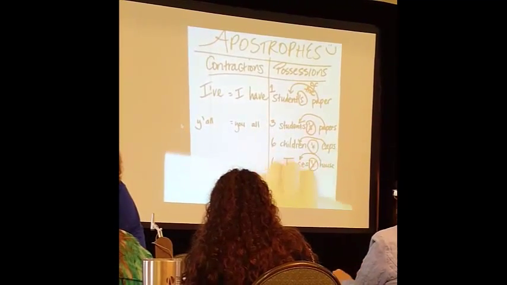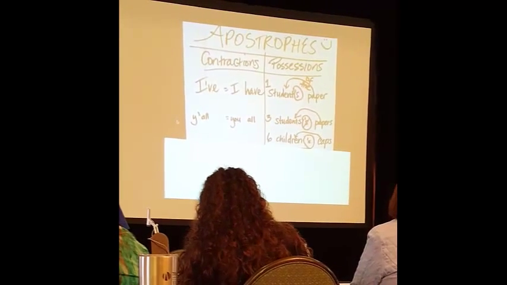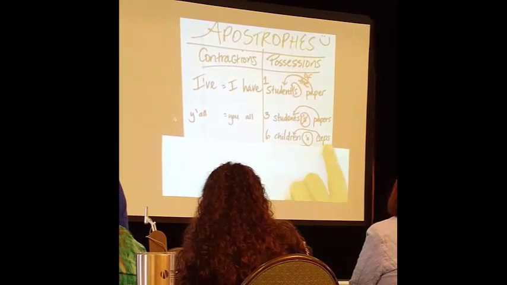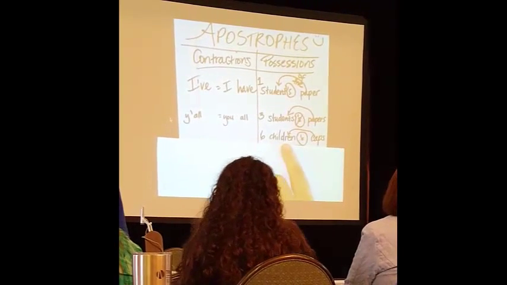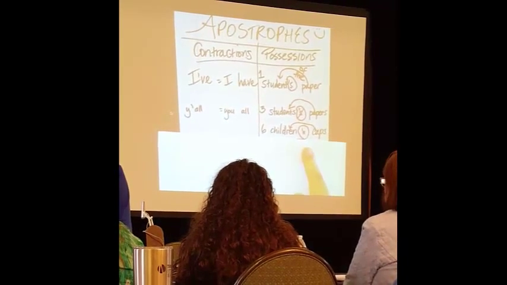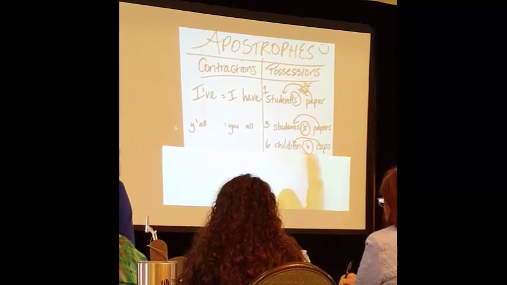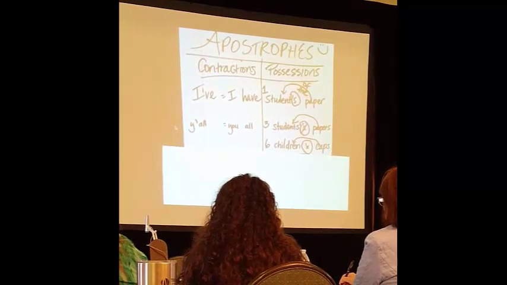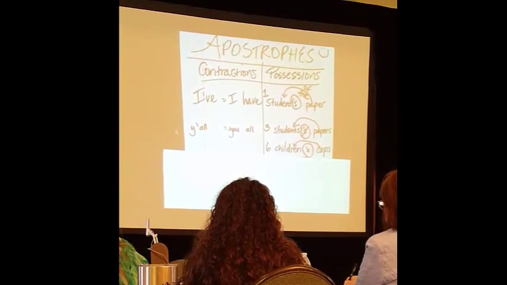Oh no, those children have lost their caps. There are 6 children's caps in the cafeteria. Those caps belong to those children. So it's possessive. We're going to add apostrophe S and listen to it in slow-mo. 6 children's caps. We do need the S. We keep it. It works every time.